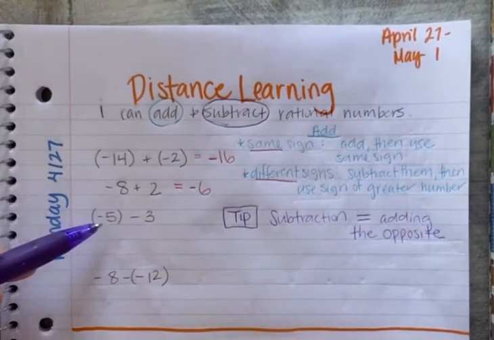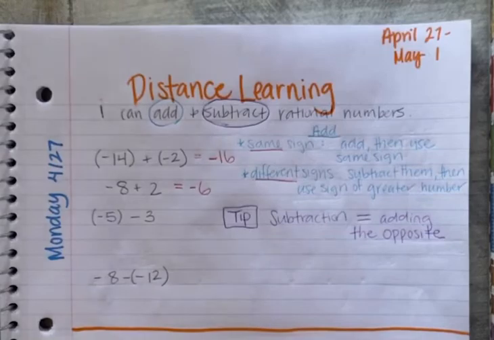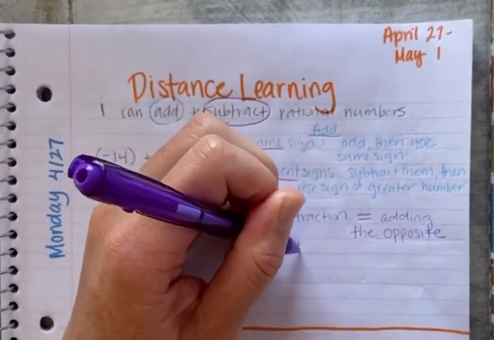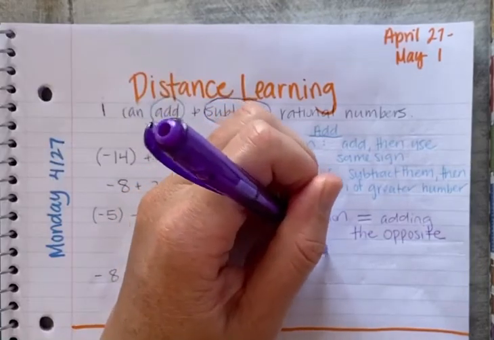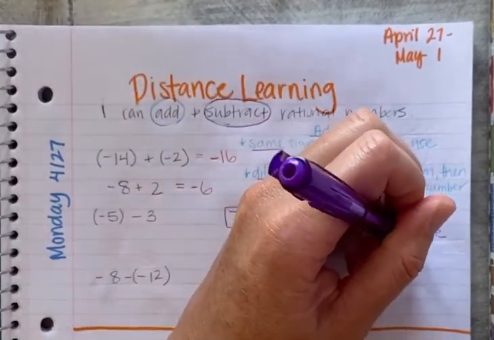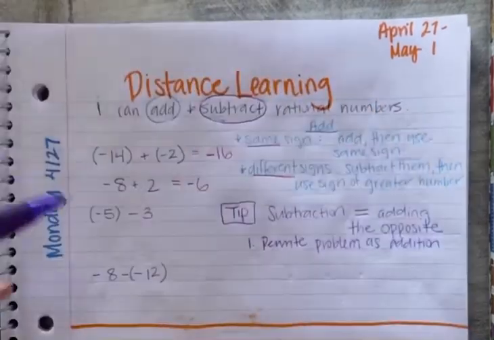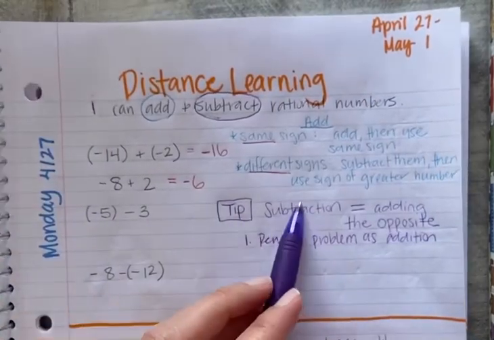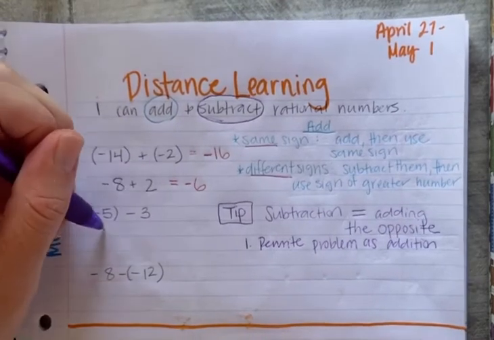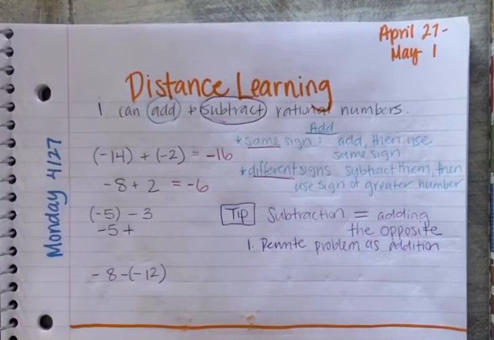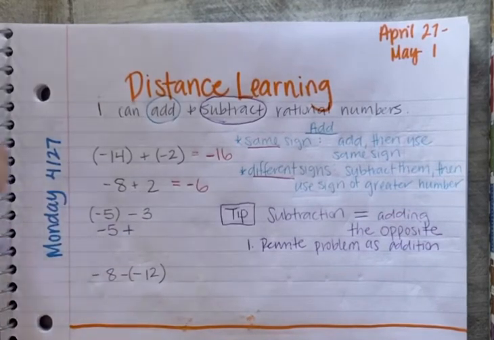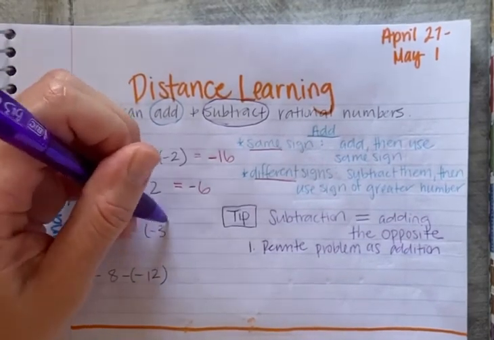So here, if I were to rewrite this problem, which I would tell you as your first step, rewrite the problem as addition. So I would change these subtraction problems to addition problems because subtraction is the same as adding the opposite. So I would change this to negative 5 plus. Then I would ask myself, what's the opposite of 3? Well, that would be negative 3.